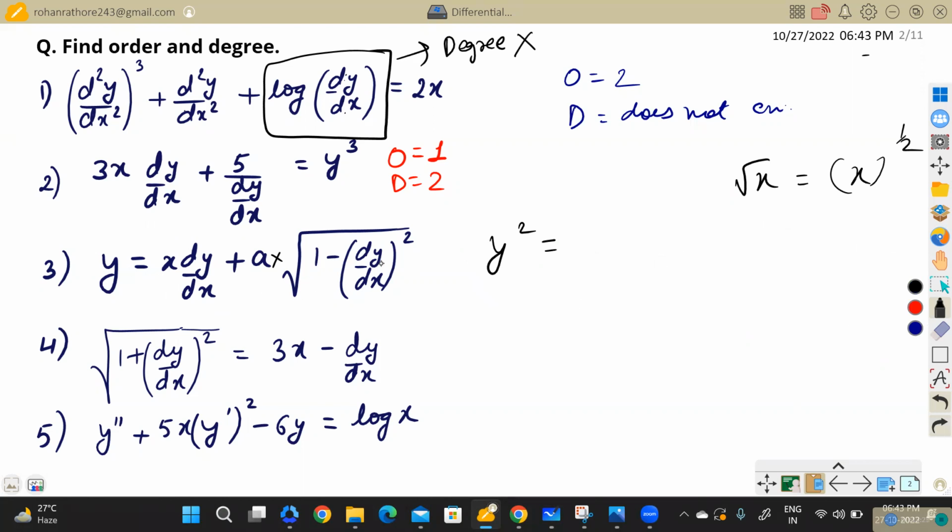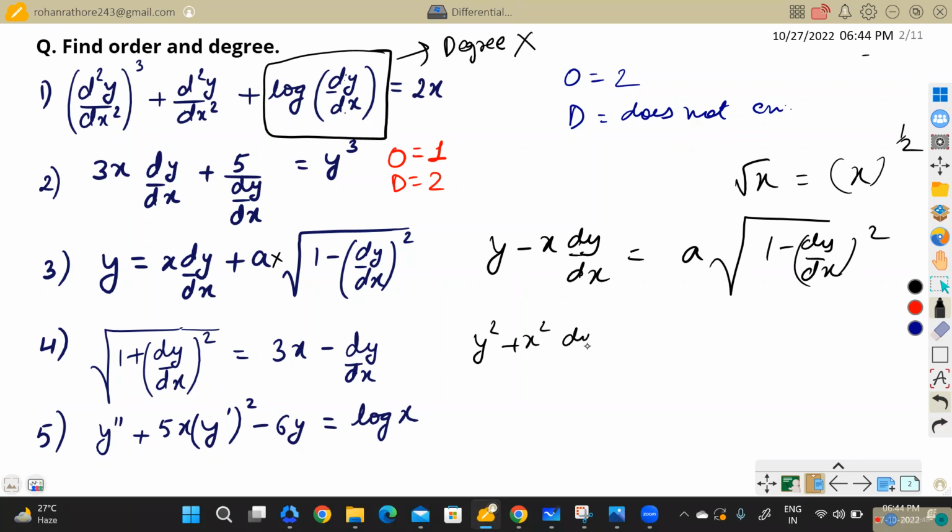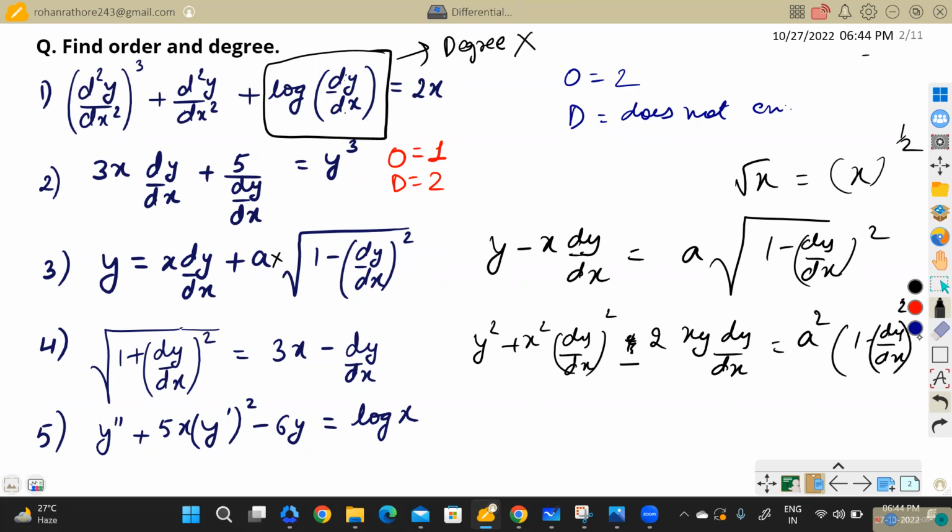So first let's take this x dy by dx over to the left hand side. So this is x dy over dx, which gives us root of 1 minus dy by dx to the whole power 2. Now we can square both sides to get y square plus x square dy by dx square minus 2yx dy by dx on the left hand side, and on the right hand side we get x square times 1 minus dy by dx to the whole power 2. Yes, that's a square.